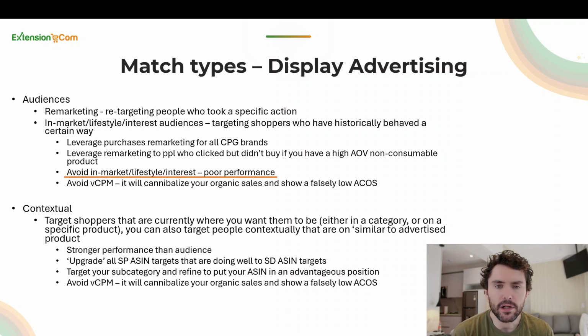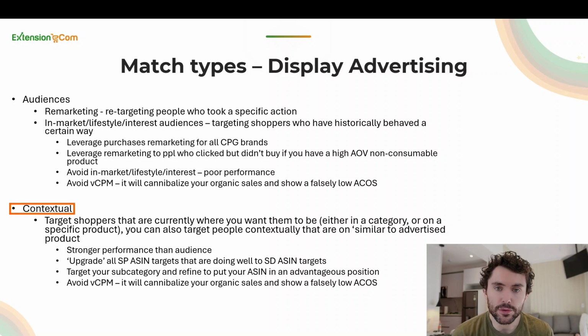You really should avoid in-market, lifestyle, and interest audiences, just not a great performer. And then avoid VCPM. Typically VCPM, it's viewable cost per mille, meaning it's just going to go based on viewable impressions. Normally impression-based attribution models on Amazon just cannibalize organic sales. You spend more money, the ACoS looks beautiful, but your total sales don't go up and your TACoS gets worse and you end up just less profitable despite the ad solution looking very profitable.